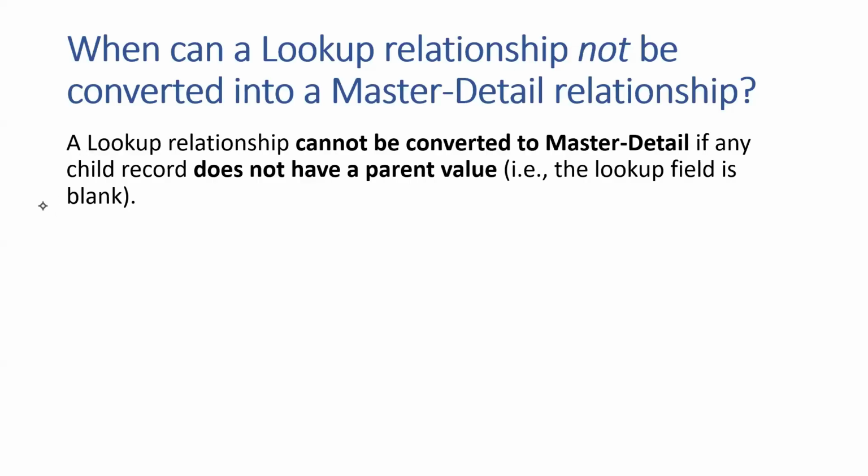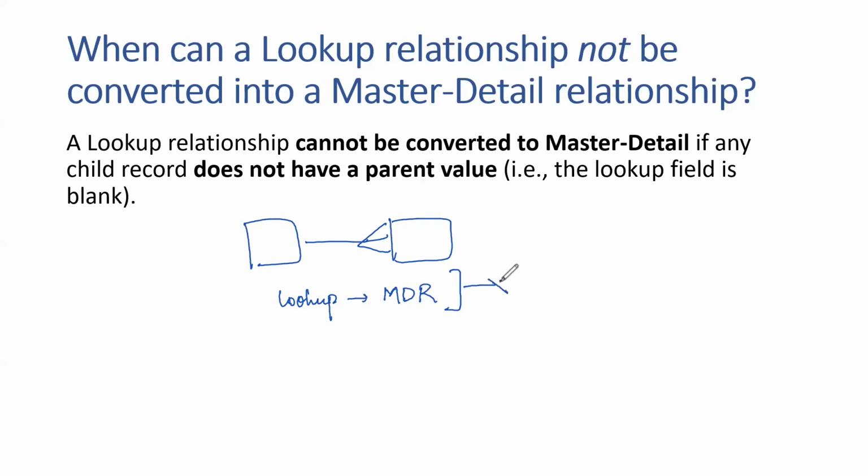The next question is, when can a lookup relationship not be converted into a master detail relationship? So there can be scenarios when you have a lookup relationship between two objects, and then you have to convert the lookup relationship into a master detail relationship. So when is the case when you're not able to do it? You're not able to convert it into master detail if any of the child records does not have the parent value.